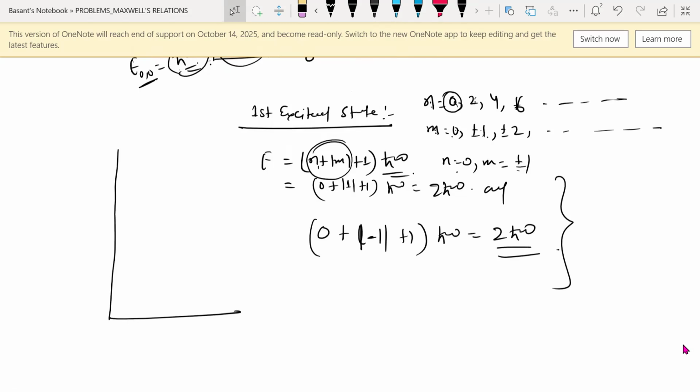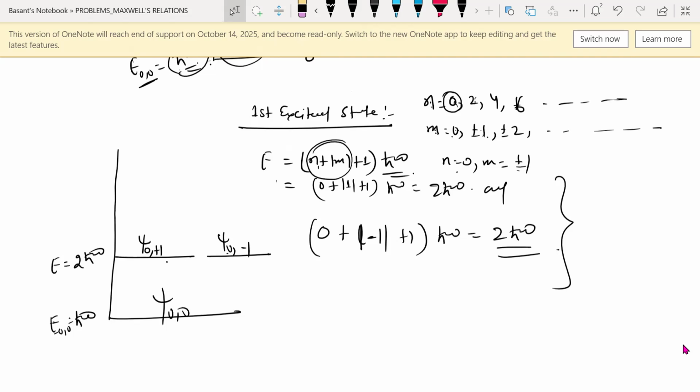The first is our ħω, and this is (0, 0), and psi is (0, 0). The second energy level consists of two states, but both having energy 2ħω. But the states are not the same. States have different quantum numbers. One having 0 and plus 1, and another having 0 and minus 1.